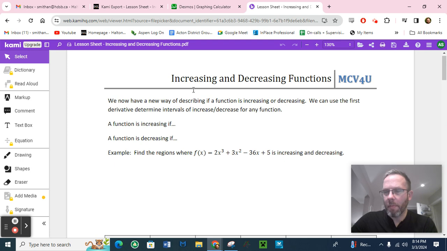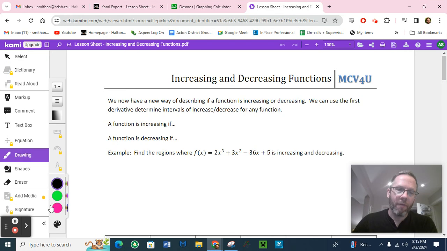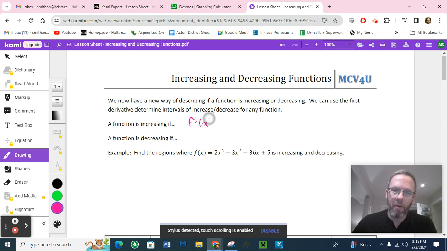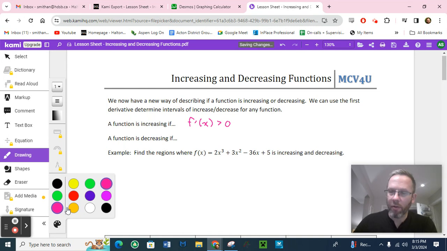So maybe before calculus, you would have said that an increasing function is one that kind of moves like a line that has a positive slope, or a negative slope if it was decreasing. But we have a new way of talking about increasing or decreasing functions in terms of the derivative. A function is increasing simply if the derivative is greater than 0, which means the tangent line at those values has positive slope.